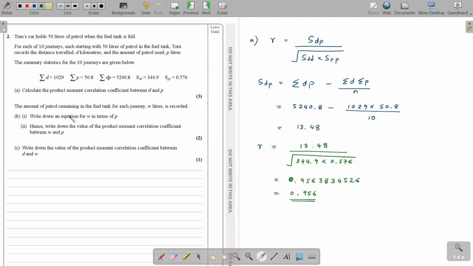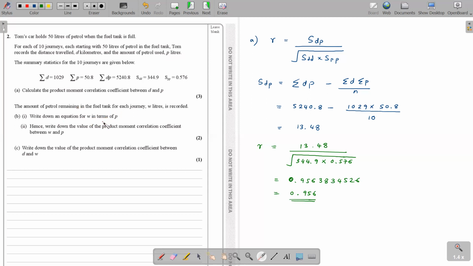The amount of petrol remaining in the fuel tank for each journey, W liters. Okay, now who is W? They are introducing a new variable called W. W is the amount of the petrol remaining. What was our earlier variable that we used? The earlier variable we used was P. P is the amount of petrol that we used. So W is the amount of petrol that's remaining. Write down an equation for W in terms of P.